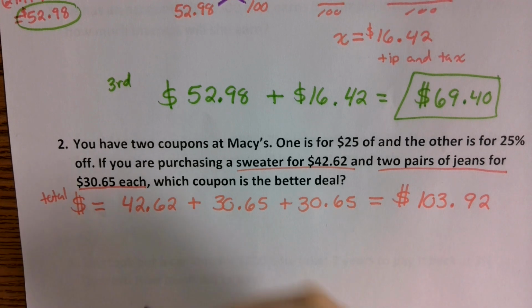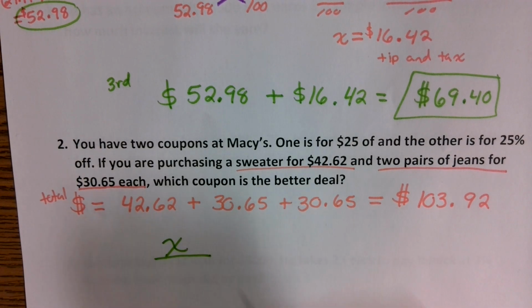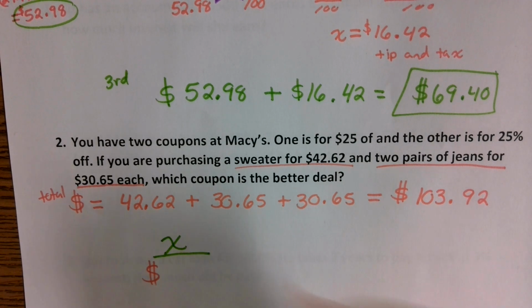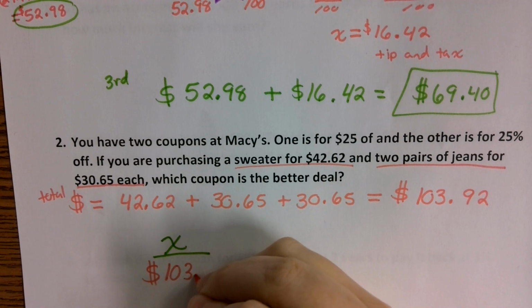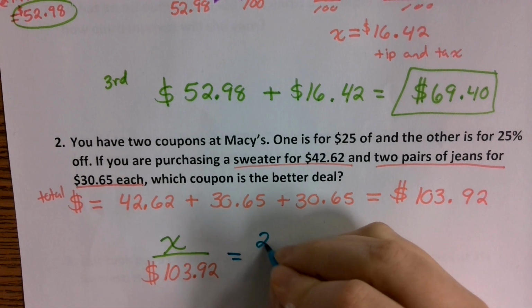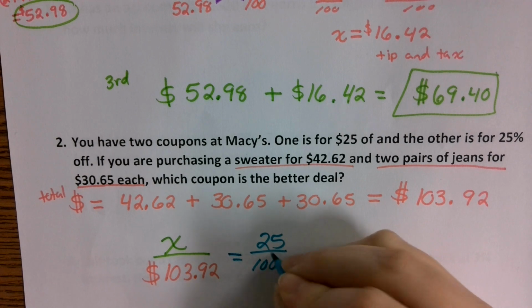So we set it up as X. Remember, it's always X over money. X over money, so X over 103.92 equals our percentage. Our percentage is 25% over 100.